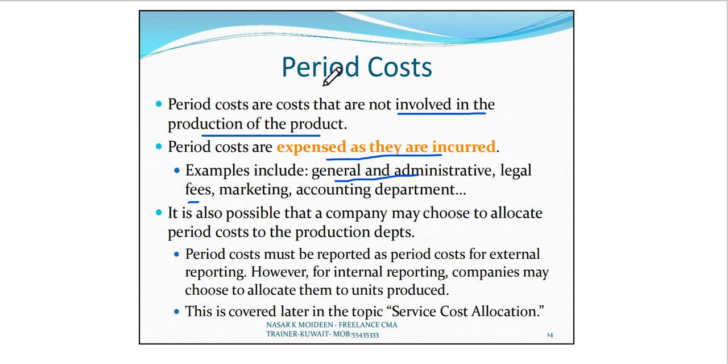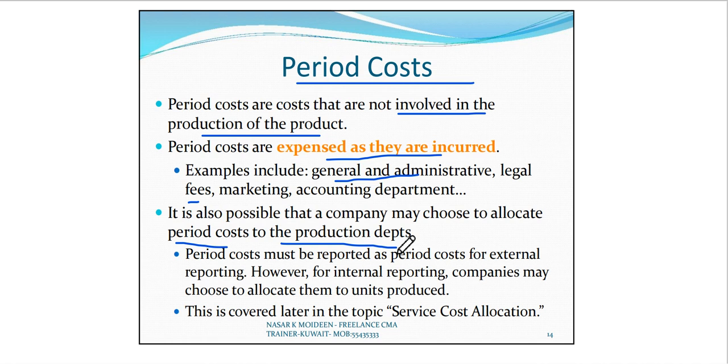These we call period costs. We can take examples: marketing expenses, accounting department. All these costs are going to the income statement in the same period. And it is also possible that a company may choose to allocate period cost to the production department, sometimes for internal purposes. Maybe the company wants to know, I want to cover all my cost by selling my product, not only the manufacturing cost, because I am incurring other costs, right?